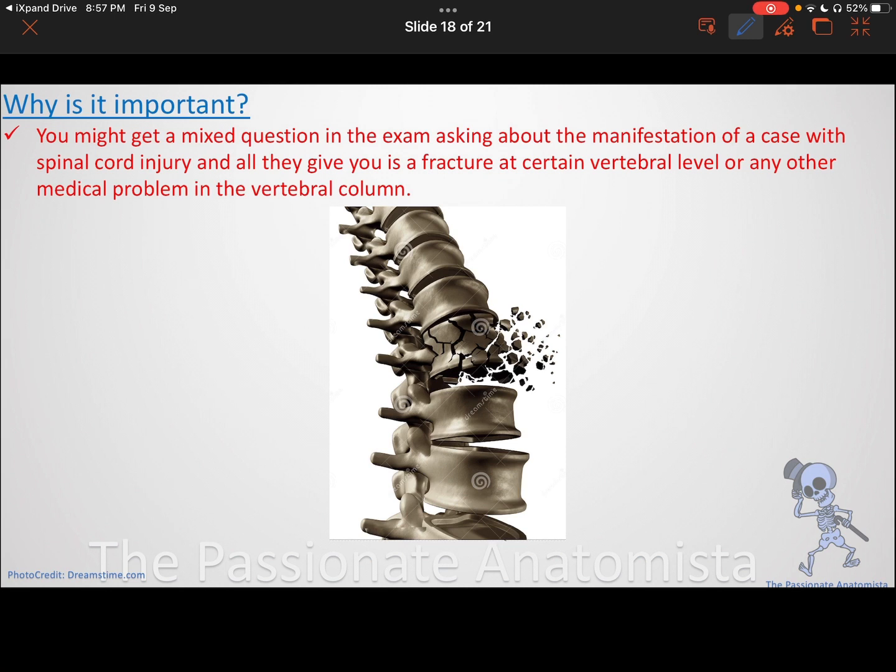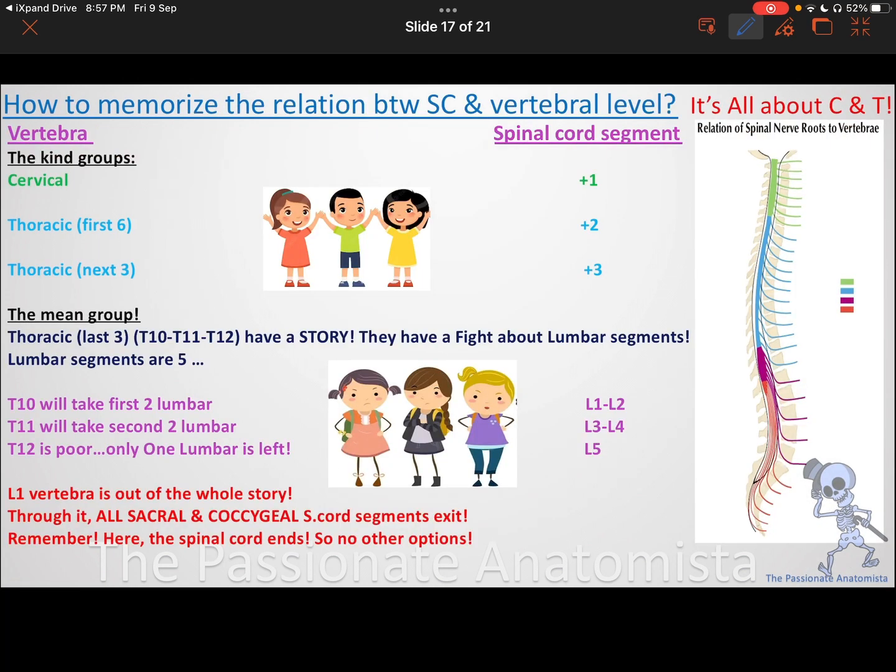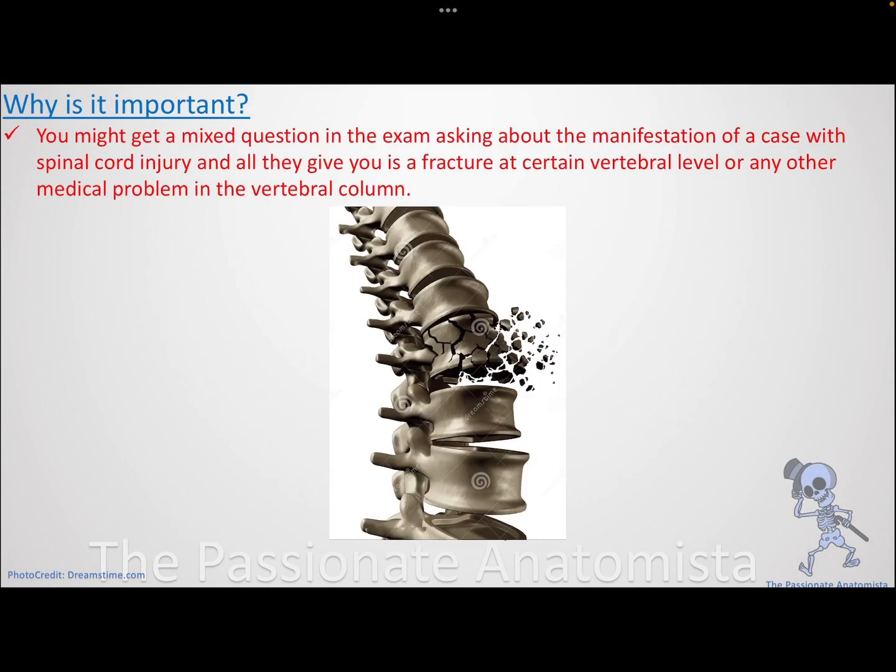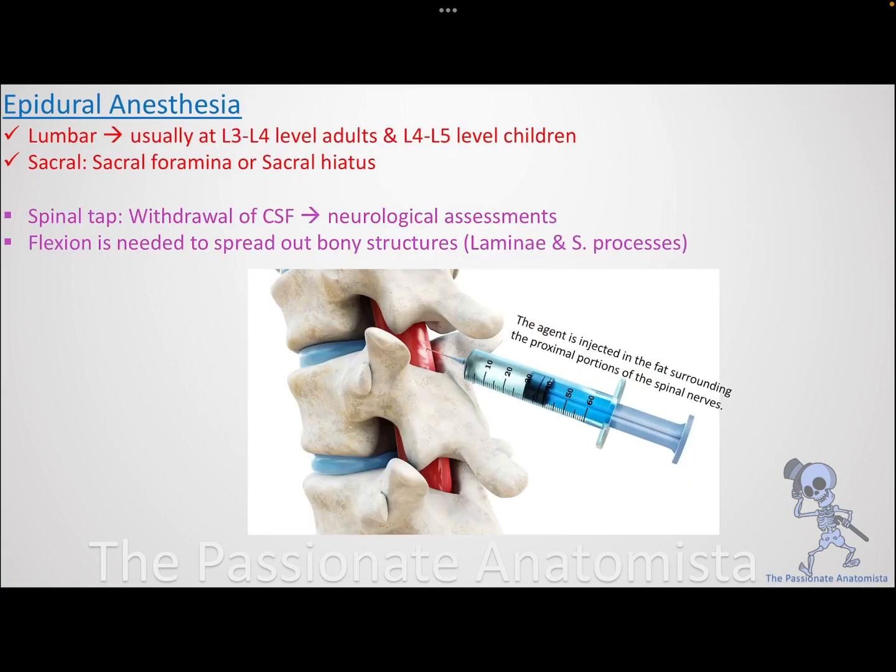Why is it important? Because you might have an exam question that will tell you if there is a fracture at this level, which manifestation will you find in the patient? Number one, you need to remember this. You need to know, for example, if you have a fracture at T12, which spinal cord segment is there? L5. Once you know it's L5, you have to go ahead and study the spinal cord injury and talk about the signs and symptoms. I'm not going to talk about the spinal cord injury now because that will be covered, inshallah, in the spinal cord videos. All right, so this is very important information.